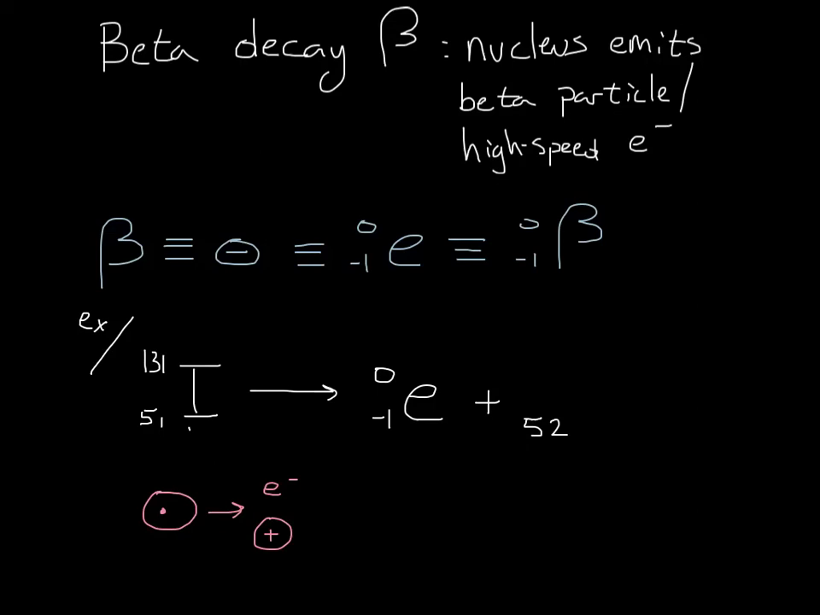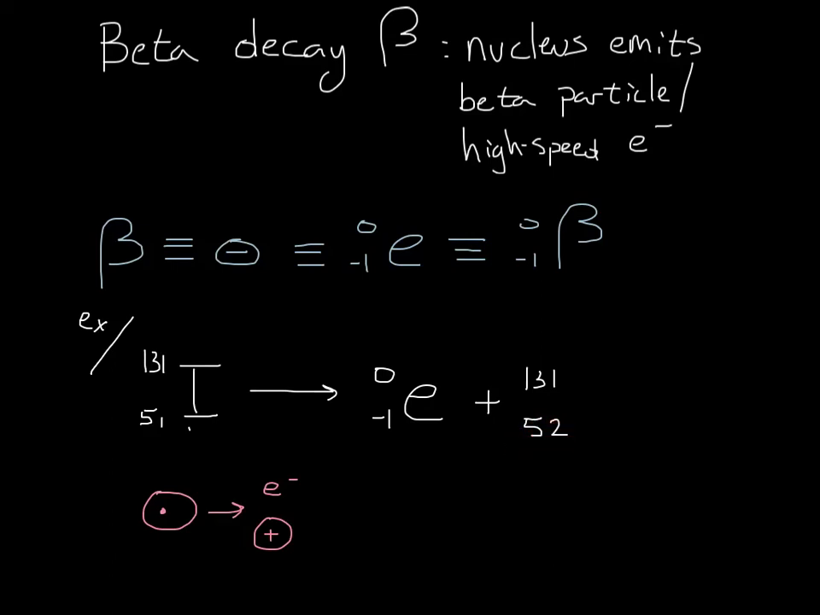Now, how will the number of nucleons change overall? We started with 131 nucleons. One of our neutrons turned into a proton. So overall, the number of nucleons does not change. It's a net loss of 0 because one of the nucleons turns into another nucleon. So as a result, the mass, the number of nucleons, stays the same when a beta particle comes off.